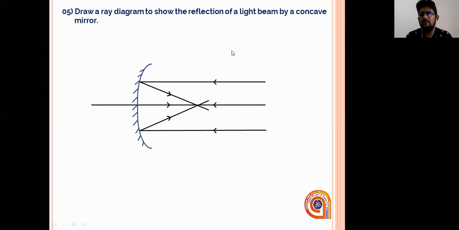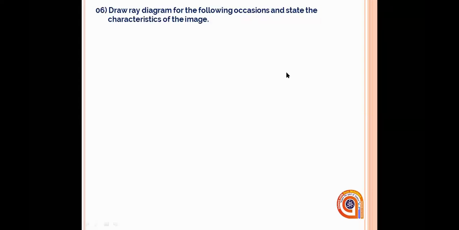Accordingly, concave mirrors, we are discussing the mirrors, not lenses, right? Concave mirrors are said to be converging mirrors. And the point where they converge is what we term as the focal point or the focus. So we are going to discuss the answers for number 6. Draw ray diagrams for the following occasions and state the characteristics of the image.